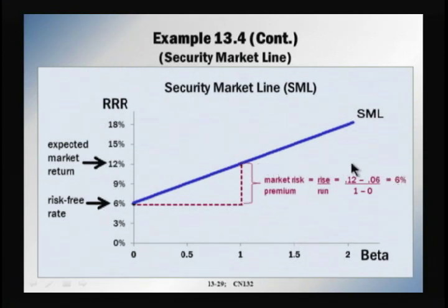Adding on another beta of 1, getting up to a beta of 2, means we would add on the risk premium of the market a second time, another 6%. So for an asset with a beta of 2, we would expect a return of 18%. We start at the risk-free rate of 6%. We add on a risk premium of 6% per unit of beta. If we do that twice, we've added on 6% to the risk-free rate 2 times for an asset with a beta of 2.